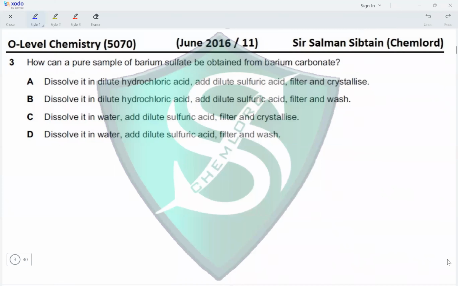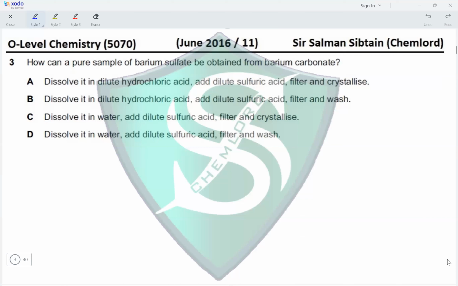Question 3. How can a pure sample of barium sulfate be obtained from barium carbonate? So now we have barium sulfate, which is an insoluble salt, and we have barium carbonate, which is also an insoluble salt. So the only way we can have barium sulfate formed from barium carbonate is by reacting barium carbonate with sulfuric acid, so that the carbonate is given off as CO2 and barium ions bind to sulfate ions forming barium sulfate.